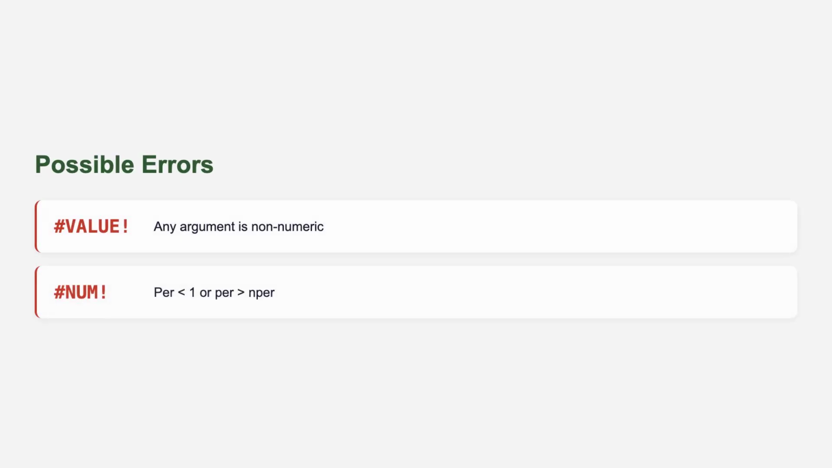Watch out for common errors. A value error occurs when any argument is non-numeric. A num error occurs when the period number is less than 1 or greater than NPER.